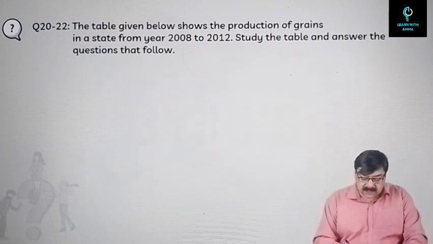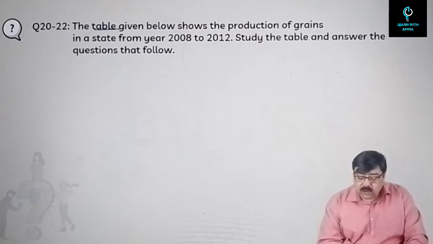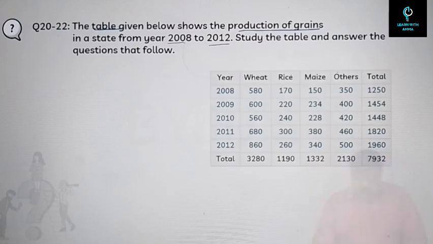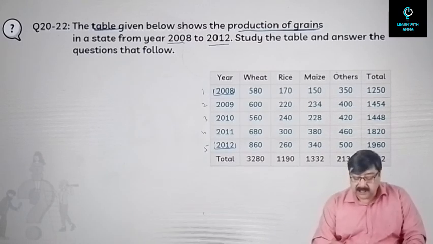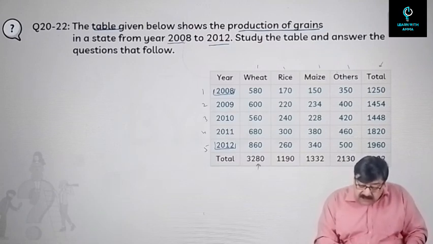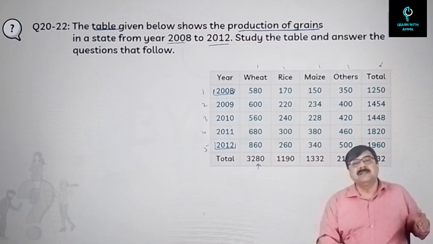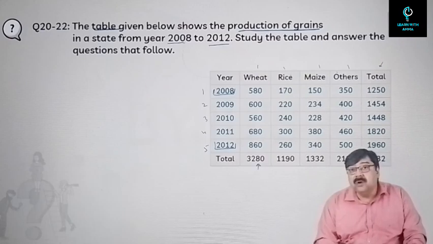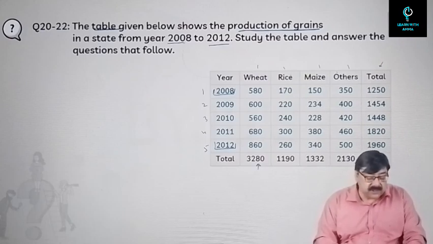Now look at this set of questions wherein a table is given which shows the production of grains in a state from the year 2008 to 2012. You have to study the table and answer the questions that follow. So please observe the data which is given to you here. Years are given from 2008 to 2012. So total 1, 2, 3, 4 and 5 years. And 4 commodities are given: wheat, rice, maize, others. And the total production of all these commodities during the years in total. This is the information which is provided to us. So you must have good grip over the information which is given to you here.